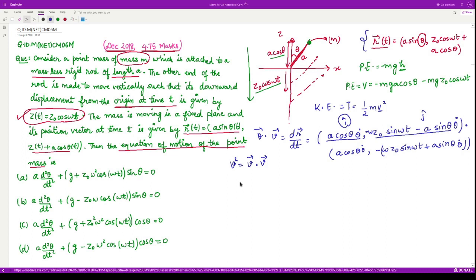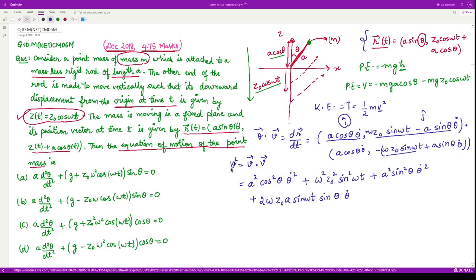So I dot I would simply be a square cos square theta into theta dot square. This is the first term, and the second term would be the square of this quantity, the second quantity. So it would be omega square z naught square sine square omega t, the square of first term, then the square of second term, a square sine square theta into theta dot square, and then plus 2 times the product of these two terms. So we have omega z naught a sine omega t into sine theta into theta dot.